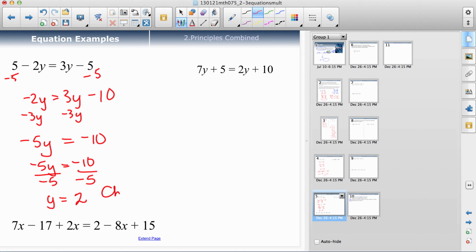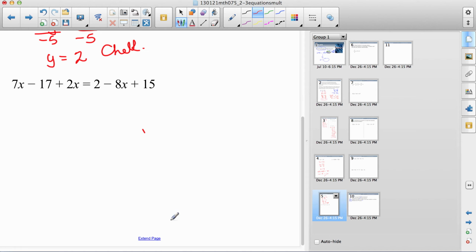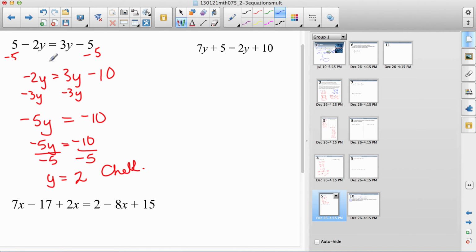Again, this is something that you should check. I won't just for video purposes, but I think you're getting the idea. This is a real nice one where you have to collect like terms. One thing that hopefully you're noticing so far is that if you have a positive 3y on this side, it becomes a negative 3y on that side.